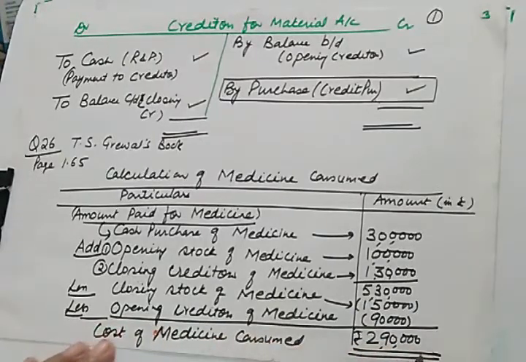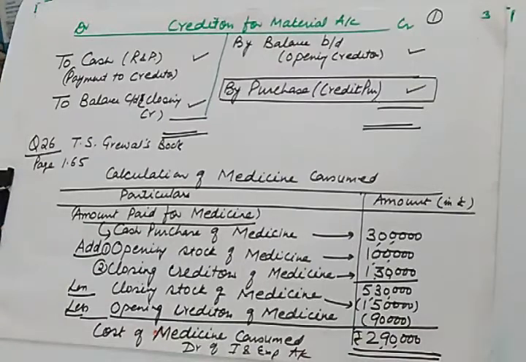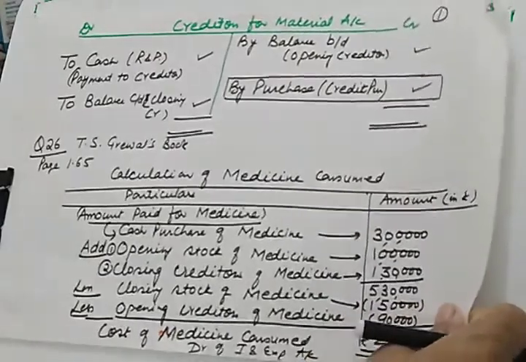So this is the cost of material consumed during the year, and this is where and how it is to be written. It will be shown on the debit side of the income and expenditure account. And now we will be doing the same numerical with the help of two ledgers. How we have to prepare two ledgers: the first ledger will be related to stock of medicine, and the second ledger will be related to the creditors for medicine. So let us make the ledgers.